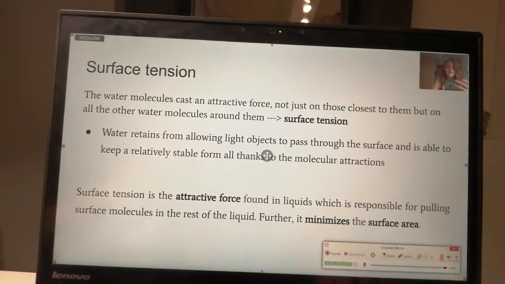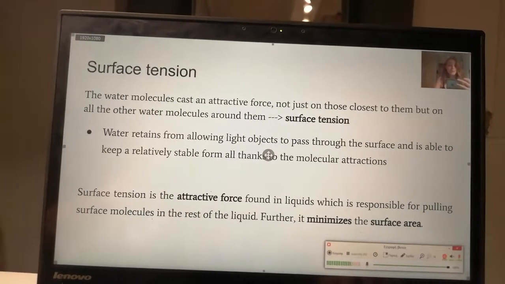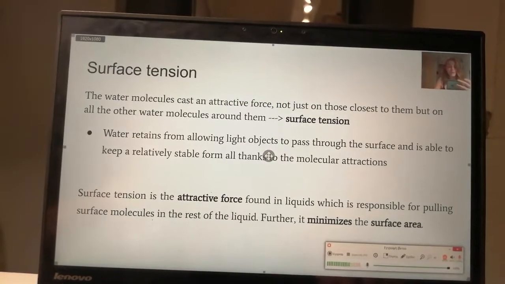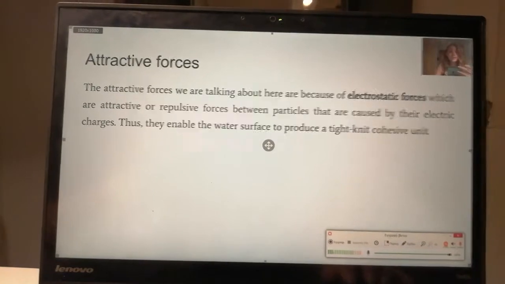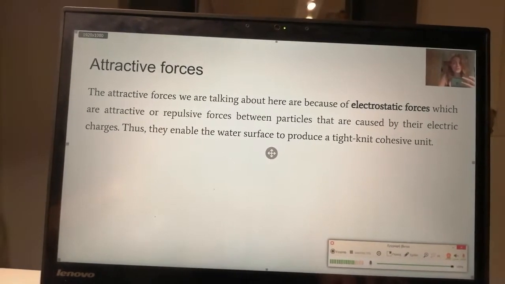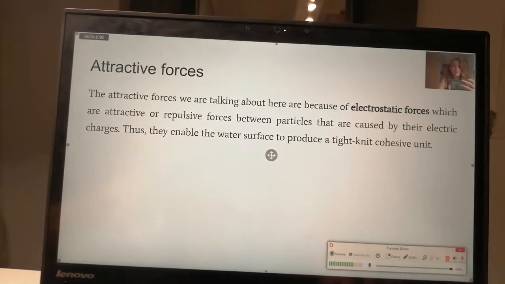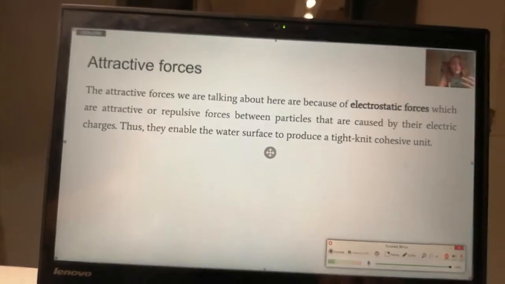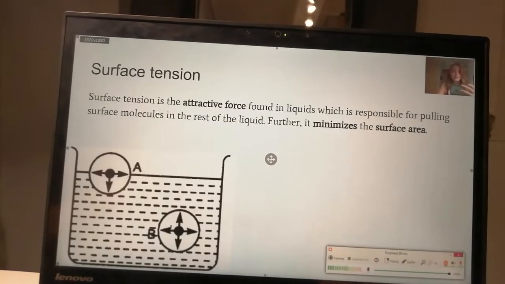Surface tension is the attractive force found in liquids, which is responsible for pulling surface molecules into the rest of the liquid. Further, it minimizes the surface area. The attractive forces we are talking about here are because of electrostatic forces, which are attractive or repulsive forces between particles that are caused by their electric charges. Thus, they enable the water surface to produce a tight-knit cohesive unit.